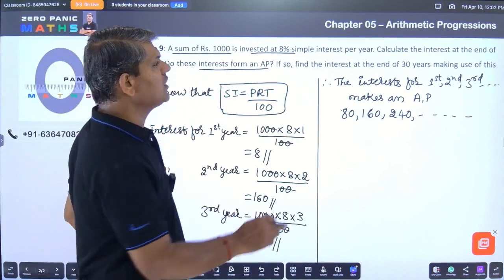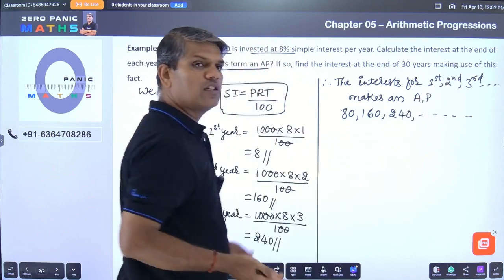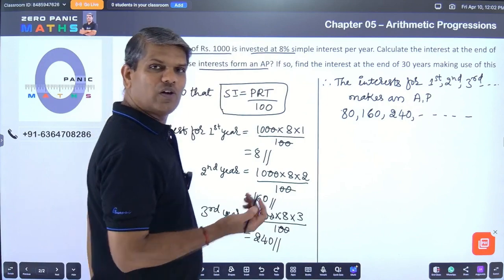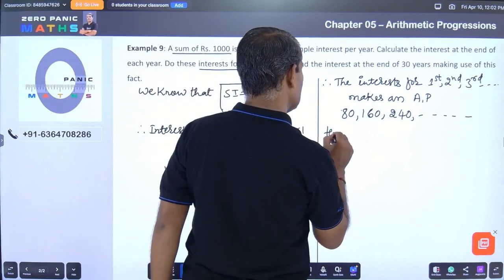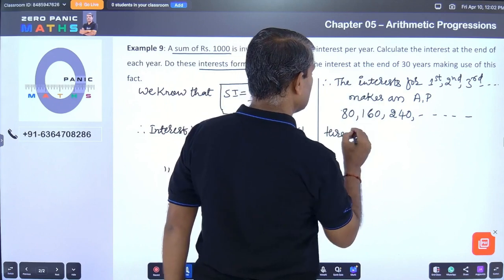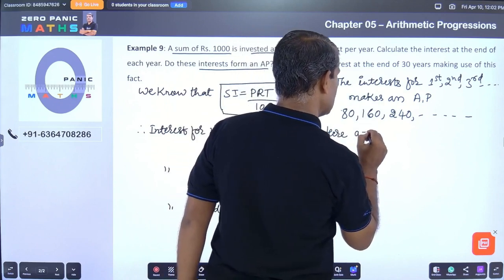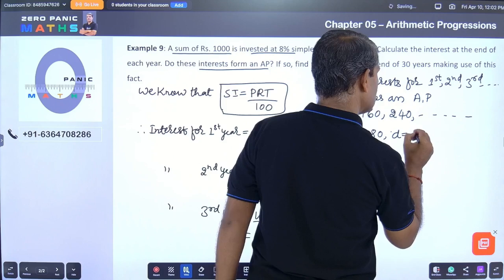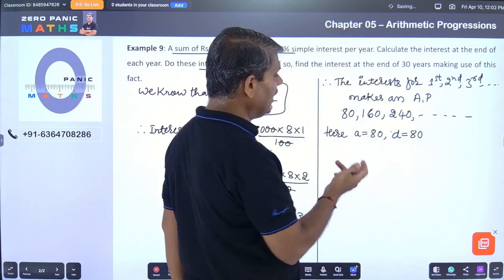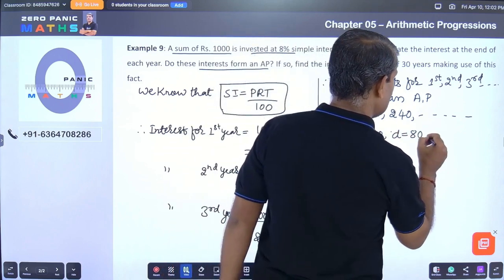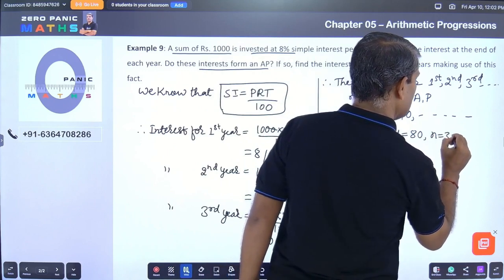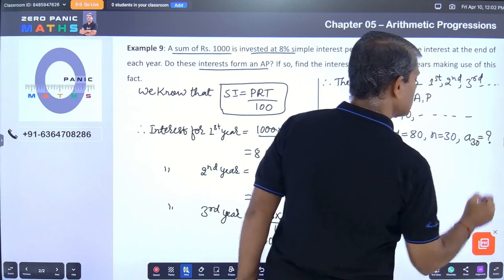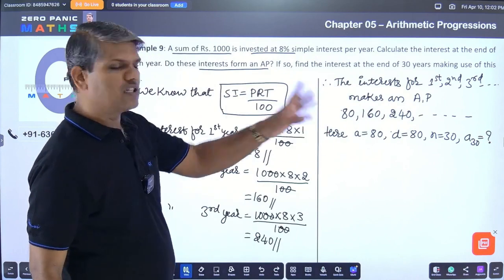Secondly, what we need is the interest at the end of 30 years. So what is required? N is 30. We need to find out A30. So here you need to go for the second part. Here A is equal to 80, D is also 80, right? Because the difference is 80, and N is equal to 30. You need to find out A30, the interest at the end of 30 years.